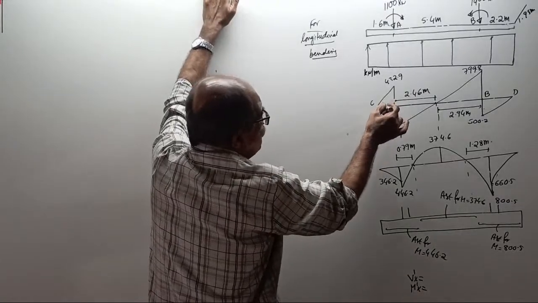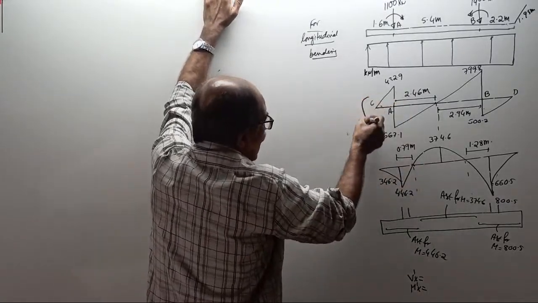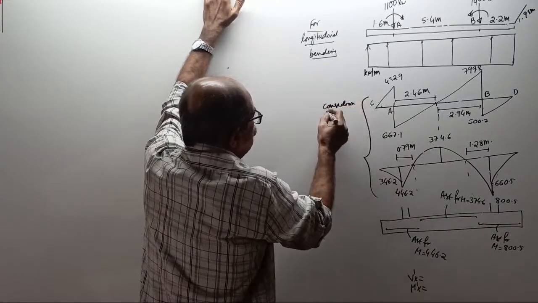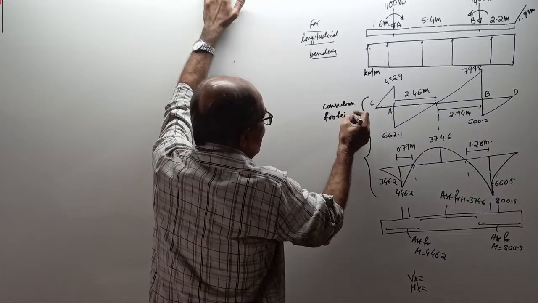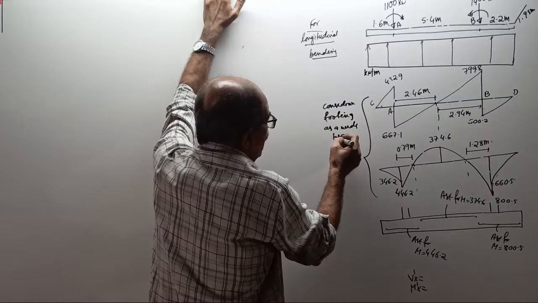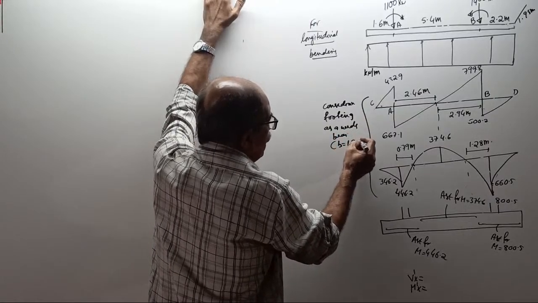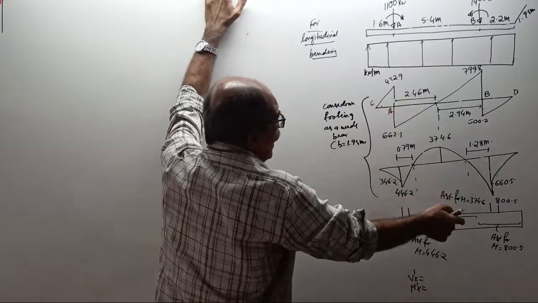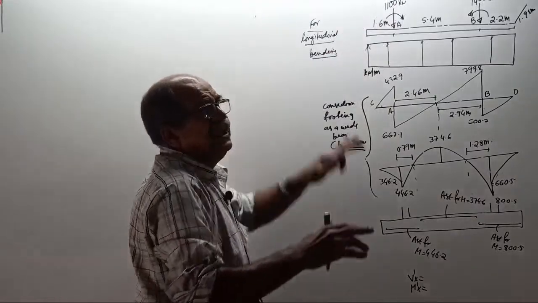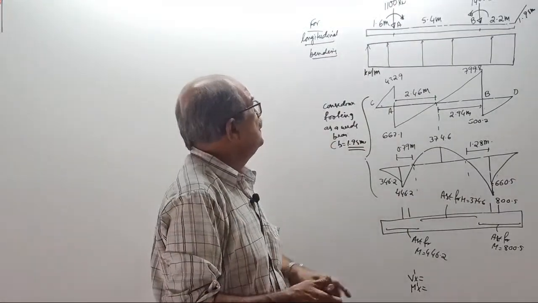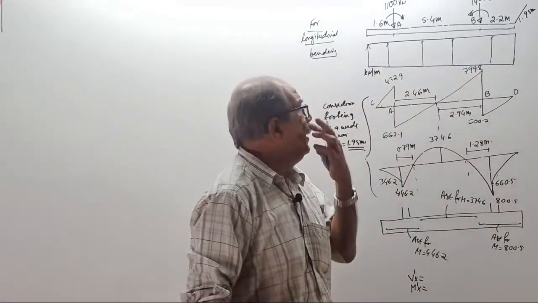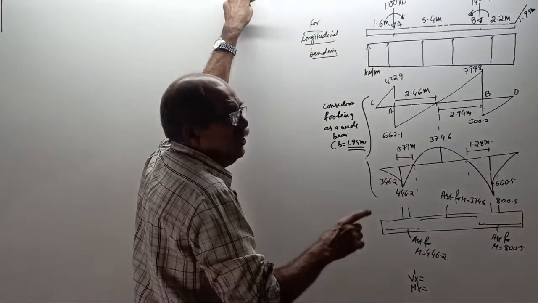See, this is the SFD. This is the BMD. These are all considering the footing as a wide beam, that is of breadth equal to 1.95 meter. So whatever load comes for 1.95 meter, everything is accounted. So this is the loading diagram. I have not entered the value because you know it already. SFD, BMD.